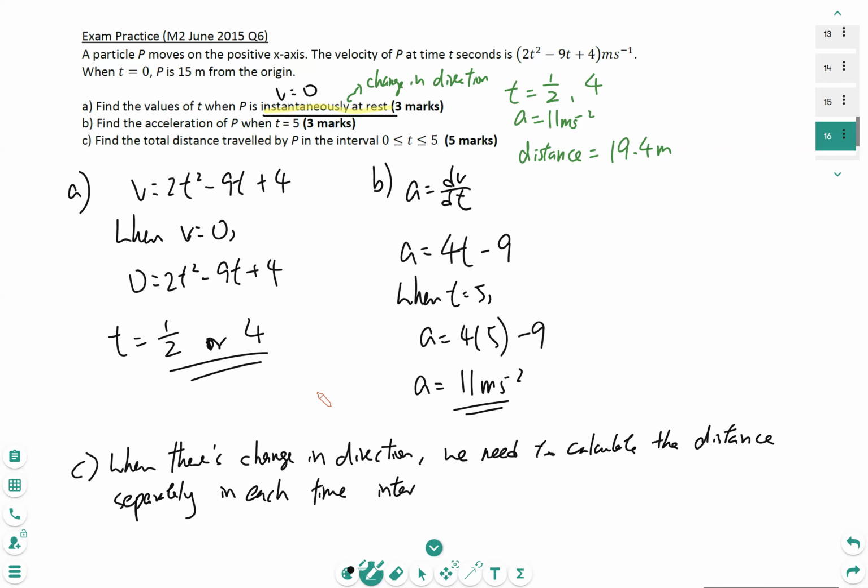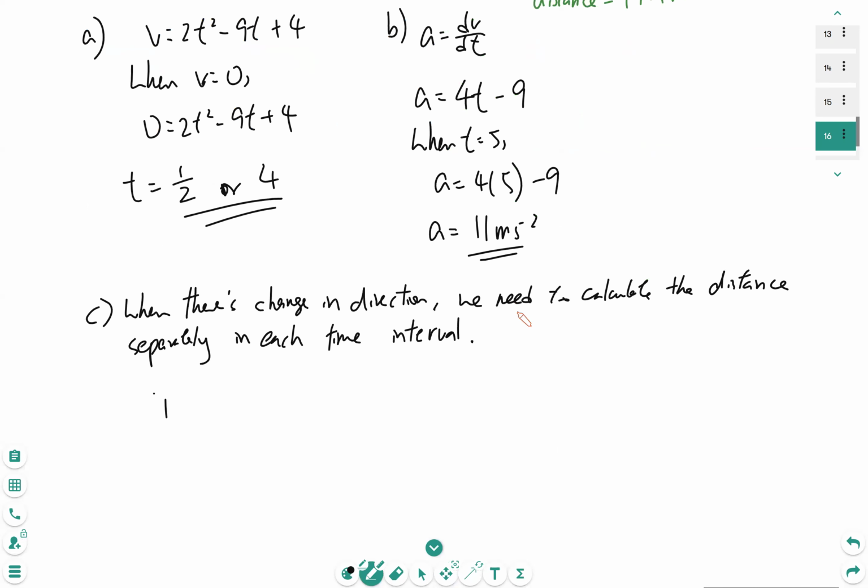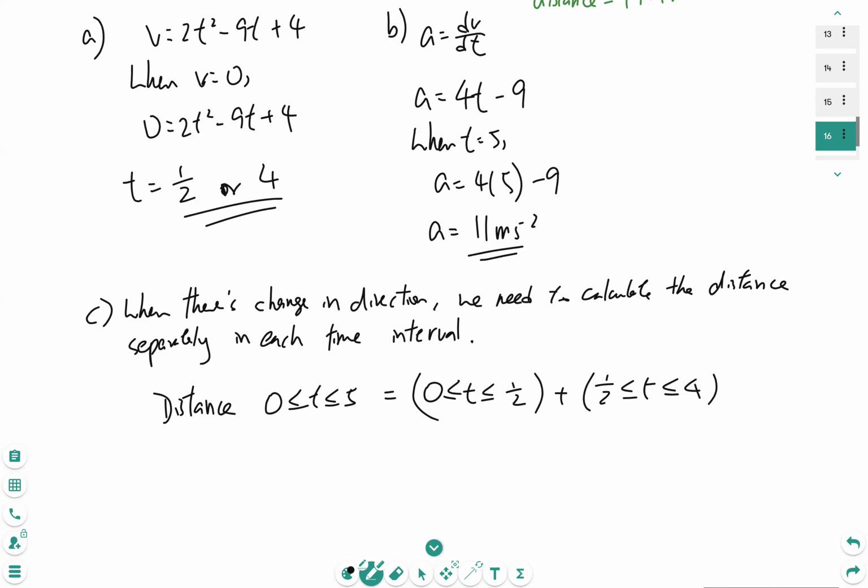Pardon my writing. Interval. Wonderful. Right. So from 0 to 5, the distance from 0 to 5, what we need to do is break it down into 0 to a half, plus a half to 4, plus 4 to 5.